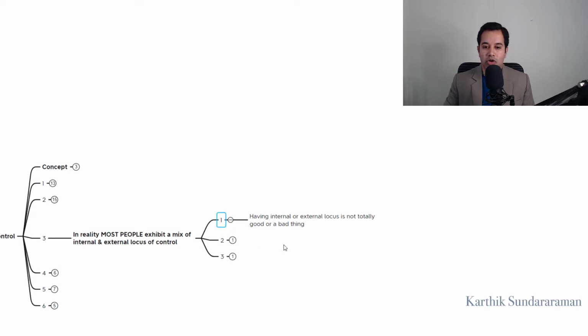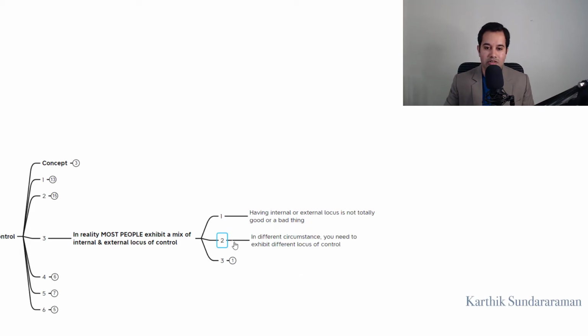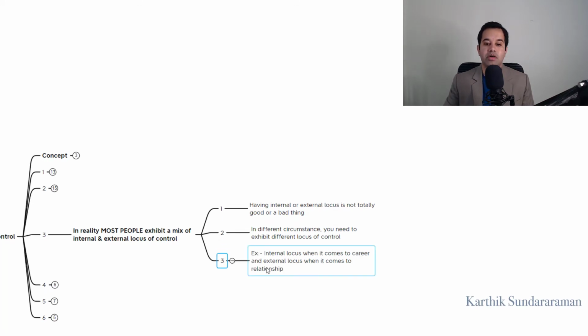So the first point under this is, having an internal or external locus is not totally good or bad. That's something you have to understand, because in different circumstances you need to exhibit different locus of control. The third one being, let's take an example. There might be some person, or it might be you yourself, who might have a very intrinsic or internal locus of control when it comes to career, and then very extrinsic or external locus when it comes to relationship.